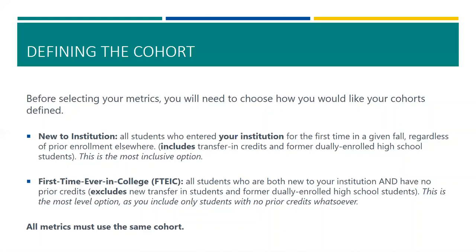The other option is first time ever in college. So these would be students who are both new to your institution in a given fall and have no prior credits at all. So this option would exclude any sort of transfer in student to your school. It would also exclude those who have been formally dually enrolled as high school students. We consider this to be the most level playing field option, since you are only including students with no credits.